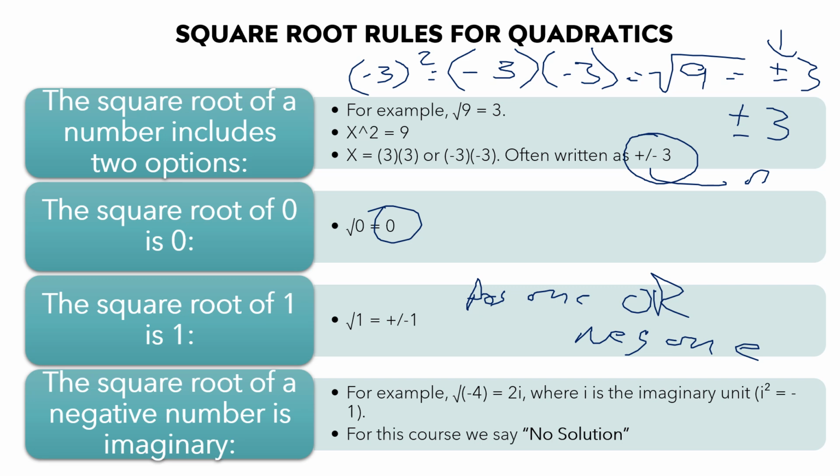And then the square root of a negative number is imaginary. So for the rest of this course, we're going to say there's no solution. If you go on and take Algebra 2, you'll learn about imaginary numbers and you'll come up with imaginary solutions. For this course, because in Algebra 1 we just deal with real numbers, we're going to say it's no solution.